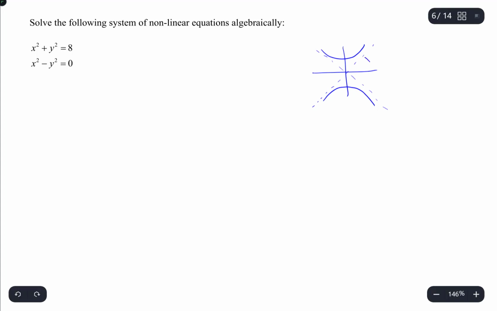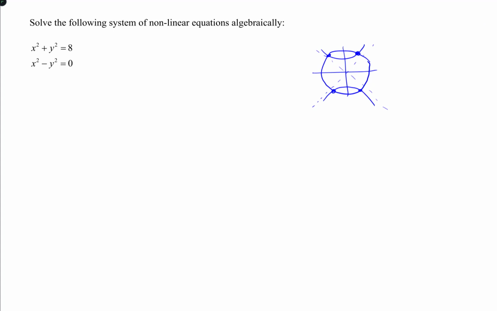But if you did, and you knew the other one was a circle centered at the origin, then you could sort of visualize that there might be up to four different intersection points. Or there could be two, or there could be zero. There's different situations, but four I think is a good expectation here. So, solving.